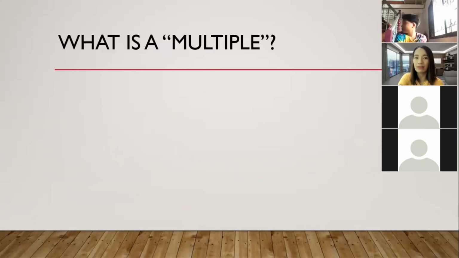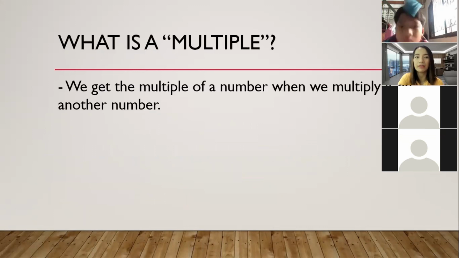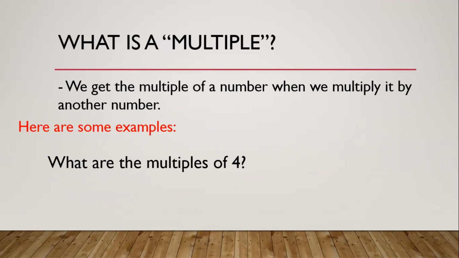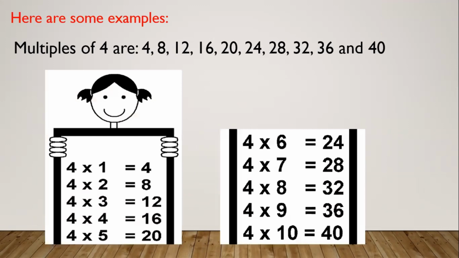So the question here is, what is a multiple? We get the multiple of a number when we multiply it by another number. So how is that? Let's look at this. Example, what are the multiples of 4? So when we are solving for the multiples, we will write it like this. So 4 times 1 equals 4.